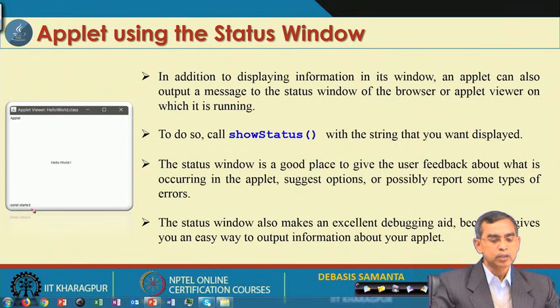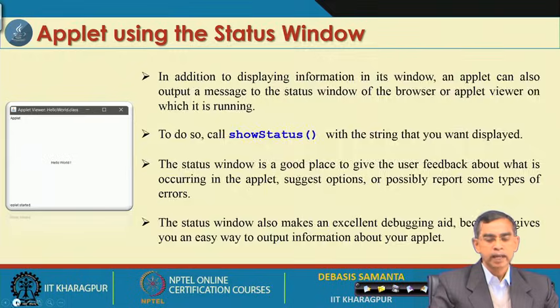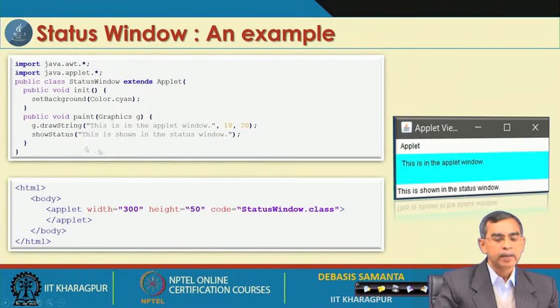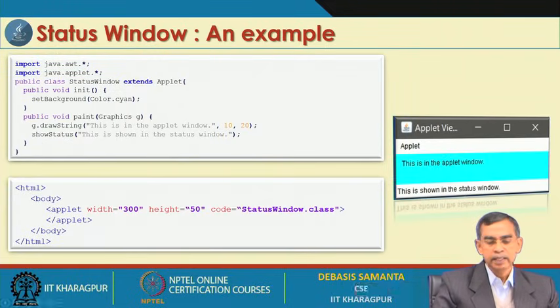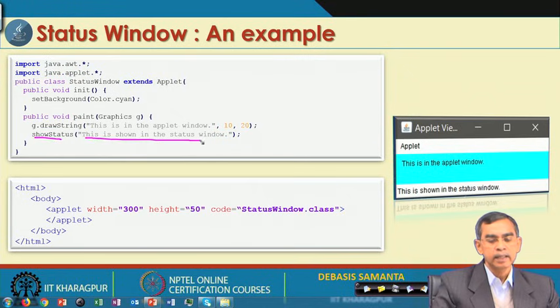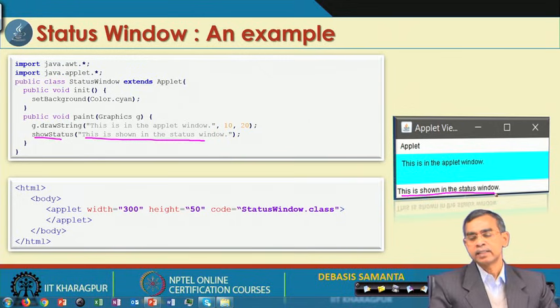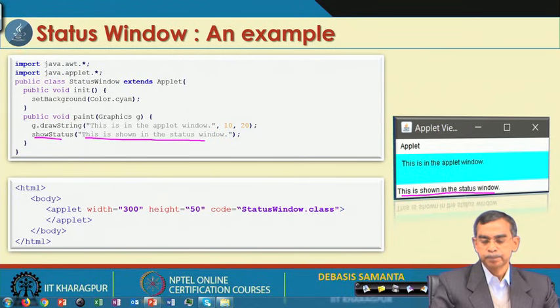Now, sometimes for some reason we want to display our own message in the status window. This can be done using the showStatus method, and here is one simple example of how the showStatus method can be utilized. If you run this applet, it shows the message in the status bar, in the status window.